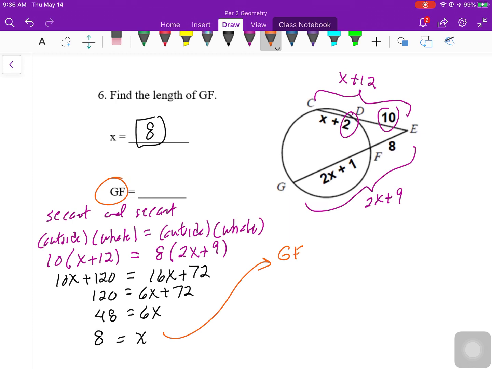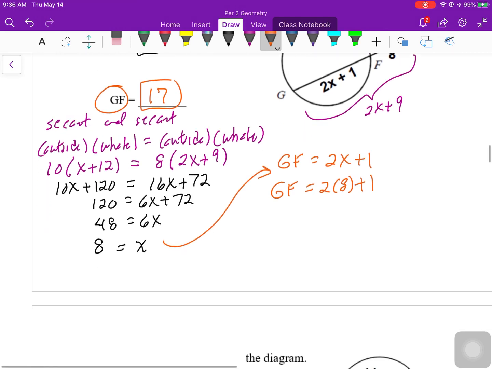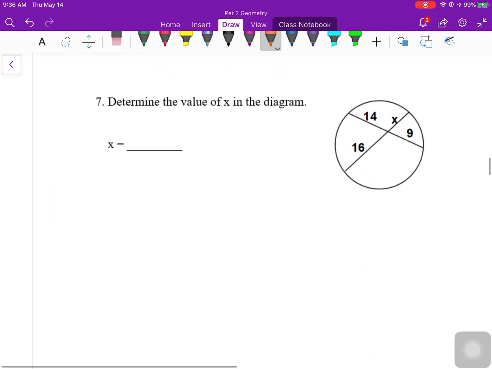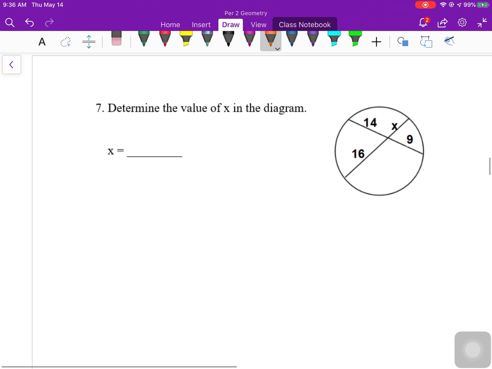This one, yet again, asks us to solve for another thing, g to f. So in this case, g to f was 2 times x plus 1. So g to f is going to be 2 times 8 plus 1. G to f then is 17. Again, these are not formulas. These are patterns that you need to recognize, so they will not be given to you on any formula sheet.